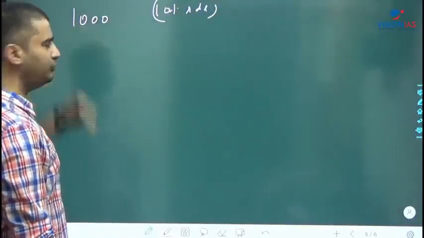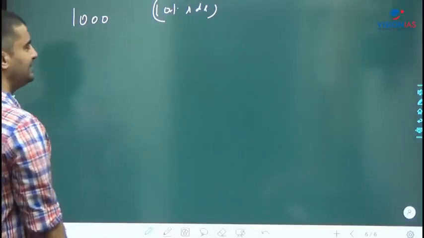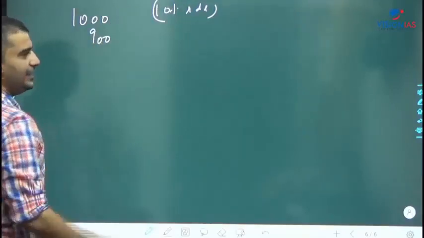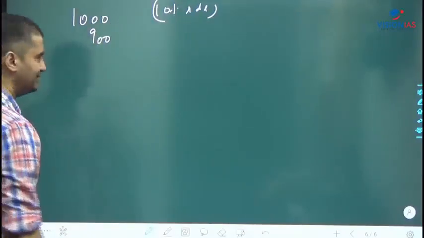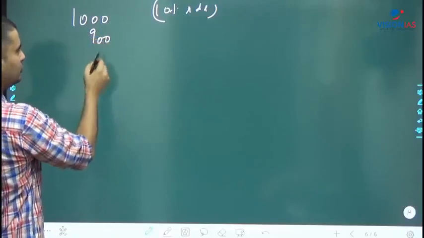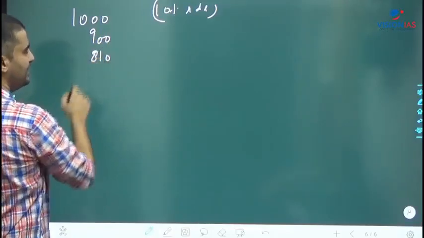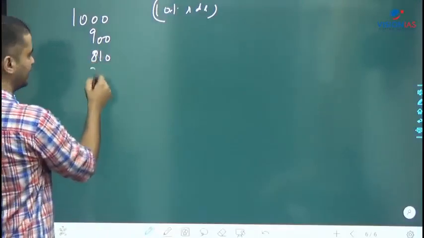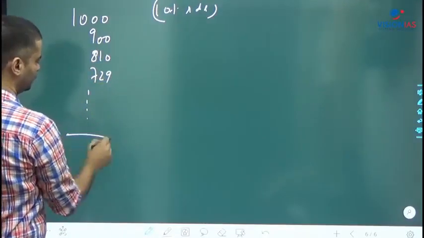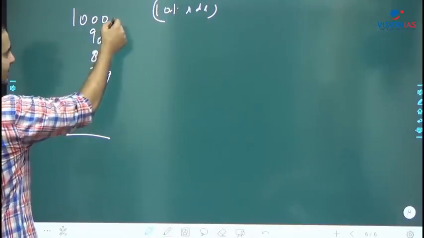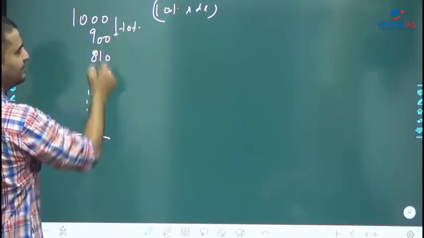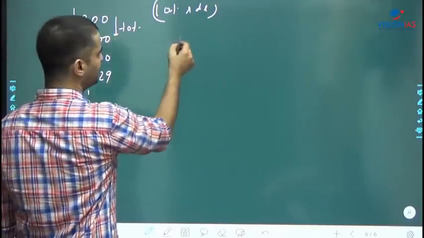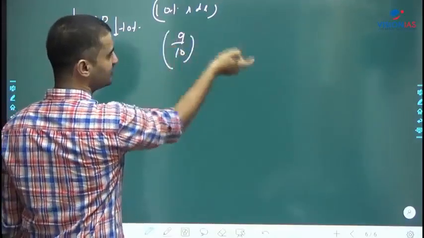So in the first round money would be 1000. In the second round money would be 10% less than this, that is 900. In the next round it would be 10% less than this, that is minus 90, so 810. In the next round it would be 10% less than this, reduce 81 from this, that is 729, and so on and so forth. As you can see, each number is 10% less, that is each subsequent number is 9 upon 10 times the previous number.